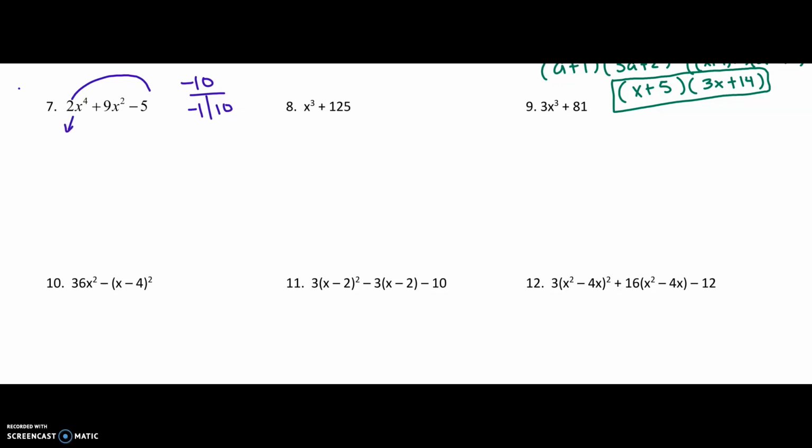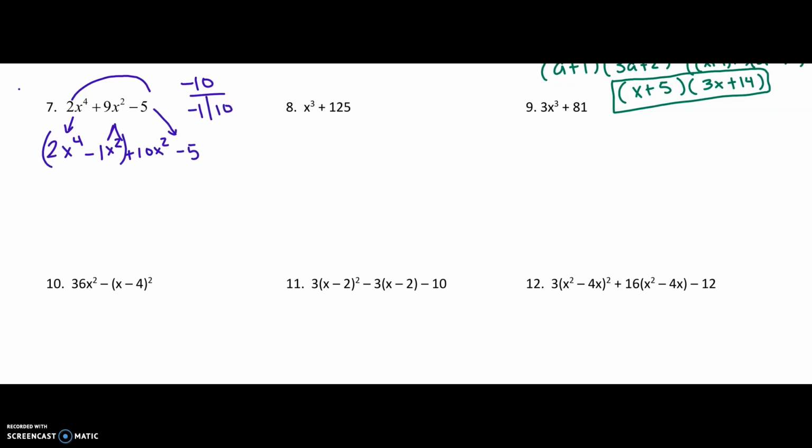Then when I set up my grouping, I just have to make sure that I write it exactly how it is. So the first term is 2x to the 4th. When I break up the middle term, I'm subtracting 1x squared because my middle term is 9x squared, plus 10x squared. And then I'm going to bring down my minus 5.